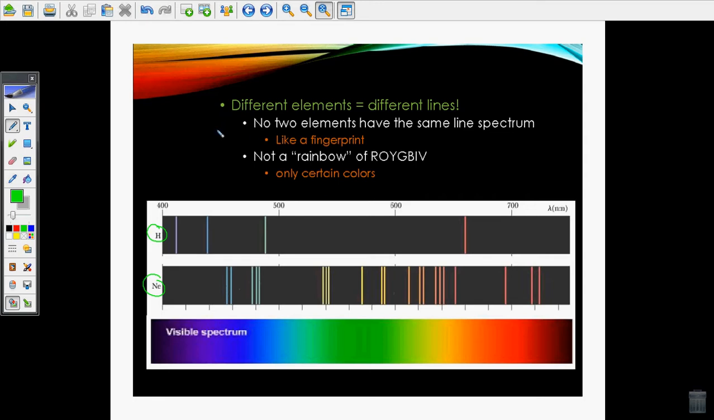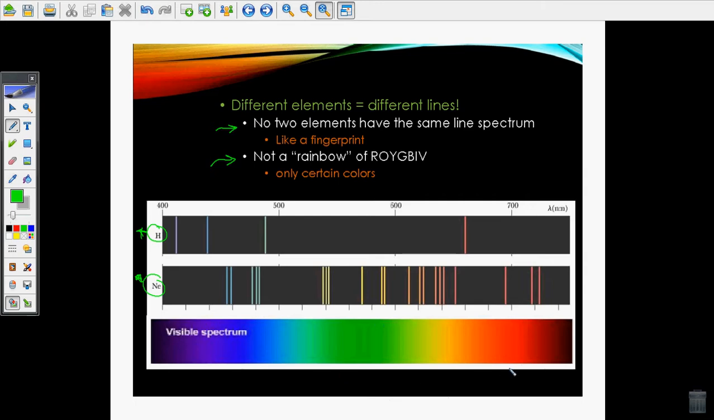Notice how no two elements have the same line spectrum. It's like a fingerprint of a human, where no two humans have the same fingerprint. No two elements, like hydrogen and neon, have the same line spectrum. They're different. Also notice how we don't see a rainbow of colors, all of ROY G. BIV. So here on the spectrum from red to violet, this is what white light or light from the sun or a light in your room would make.